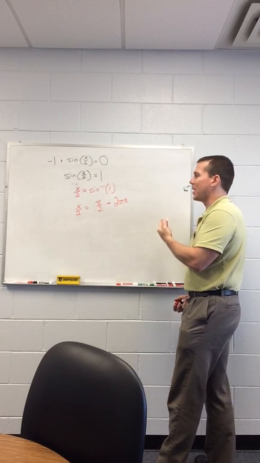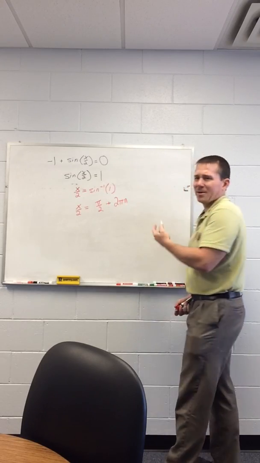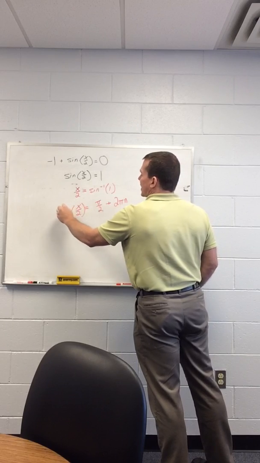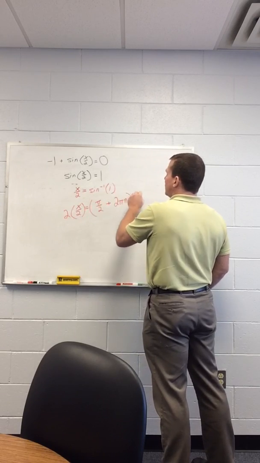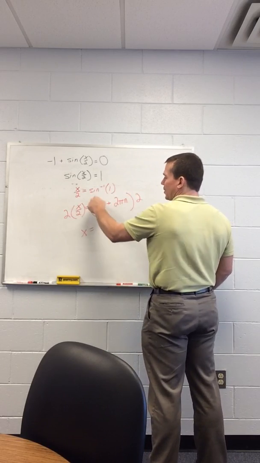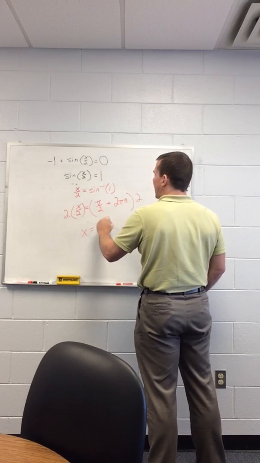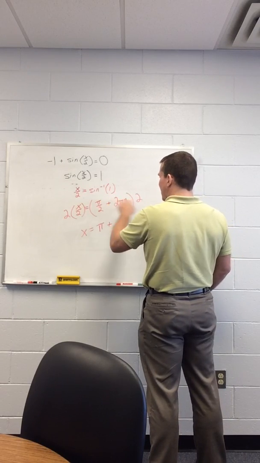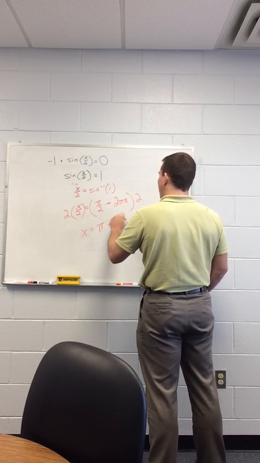Now I just have a regular equation. This 2 pi n thing might look weird. Don't worry about it. It's just part of your solution. Solve for x. How do I get x by itself? I multiply by 2. So when I rewrite this, I get x equals, distribute the 2, 2 over 2 cancels and it's pi, plus distribute the 2 right here. 2 times 2 is 4 pi n.